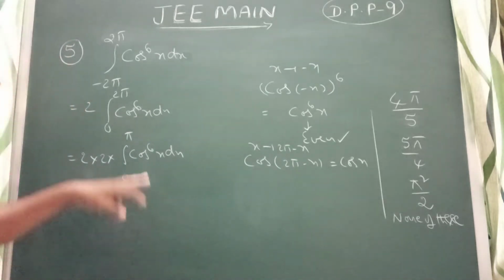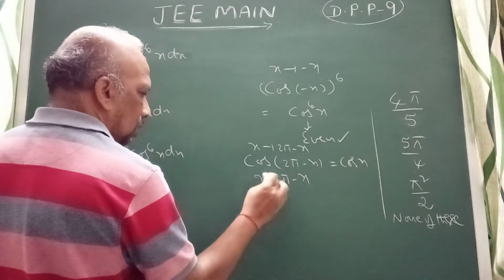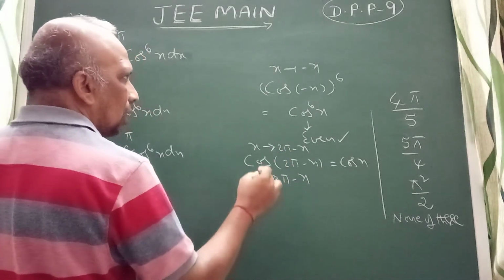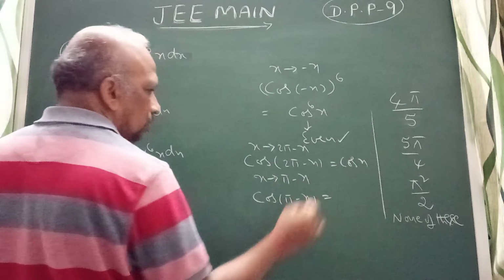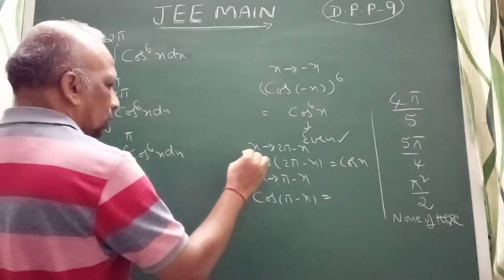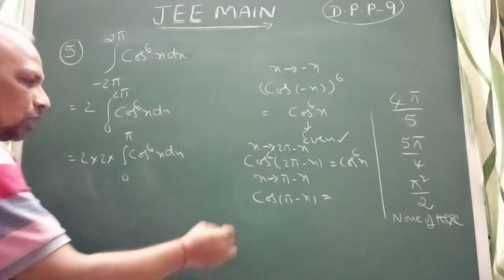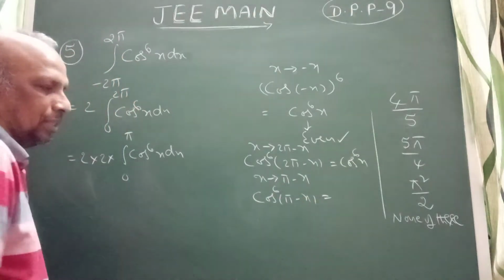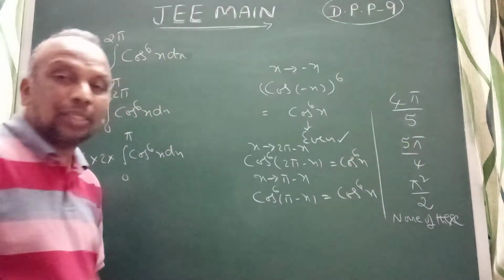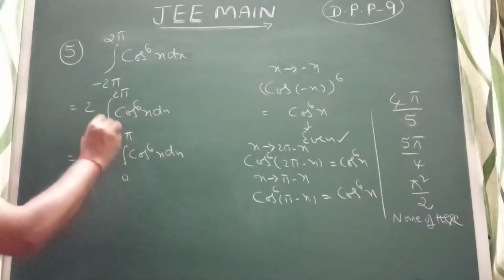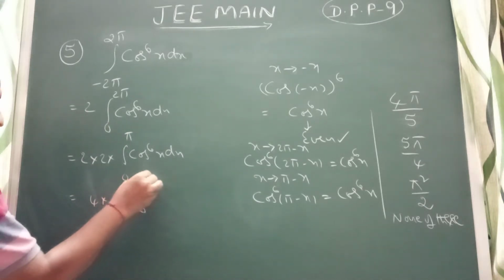Again you can use the same property: replace x with pi minus x. Cos of pi minus x, with power 6 here, minus cos x whole power 6 becomes cos^6 x, no change. We get the same result. Again using the same property, half of this I can consider. You get 4 into 2 into the integral from 0 to pi by 2.